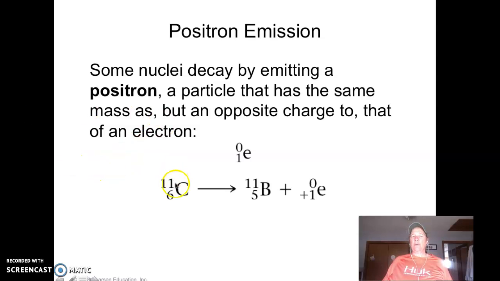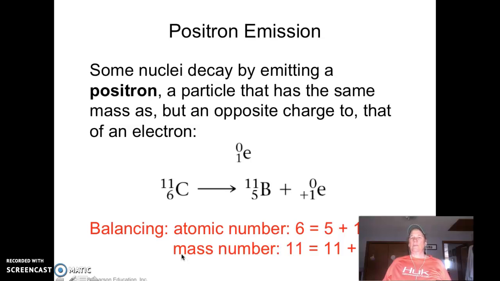Okay. So here we have carbon 11. Its mass is 11. Its atomic number is always 6. So if you take this, here's boron. It's down 1. And again, look at the numbers. 5 plus 1 is 6. And these stay the same, 11. So again, you're just balancing them out. And usually they start with this side and then you go to that side. So you balance out the numbers.